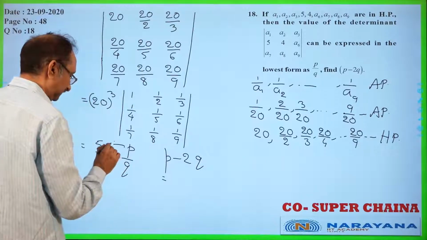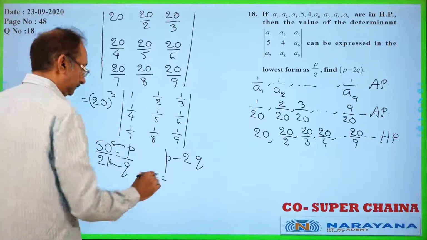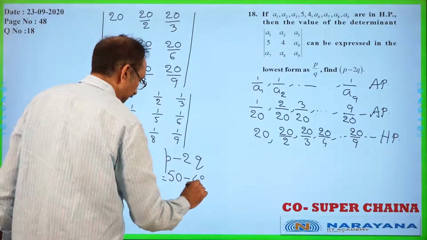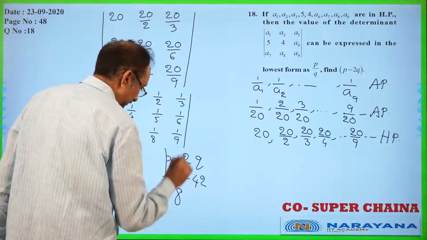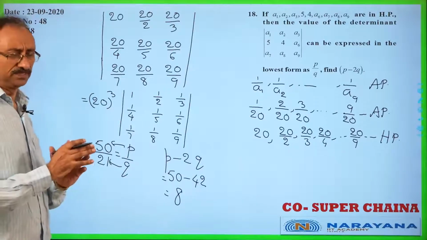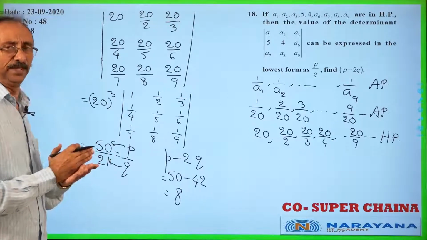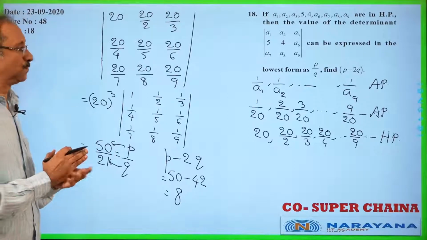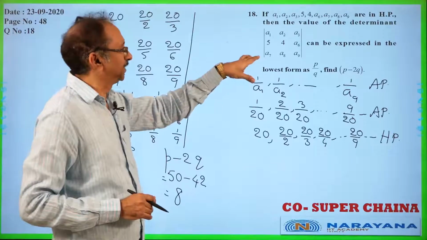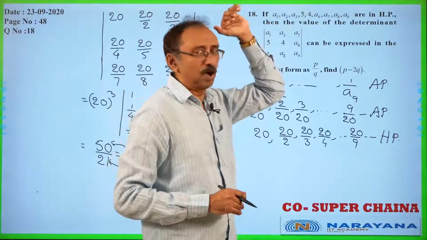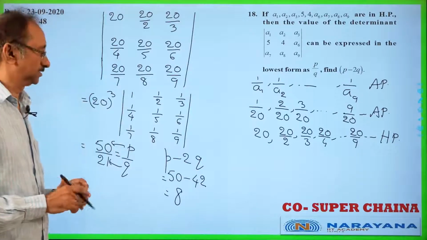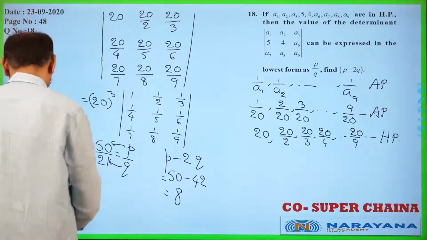So, P is 50, Q is 21. So, this is 50 minus 42. The answer is 8. Okay. So, in competitive examinations like JEE Mains or Advanced, multi-conceptual problems will be asked. See, this is not only a determinant problem, you should know very well about harmonic progression, arithmetic progression, etc. Okay. Right. Now, we will move to the next question.